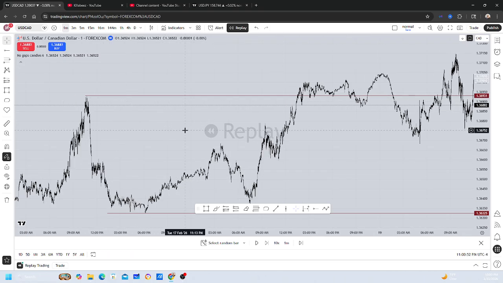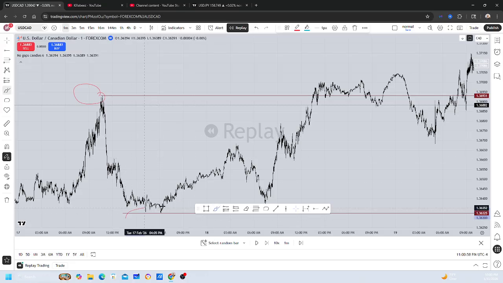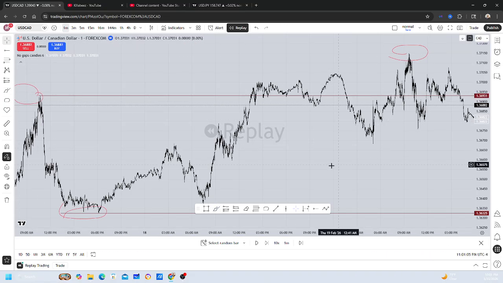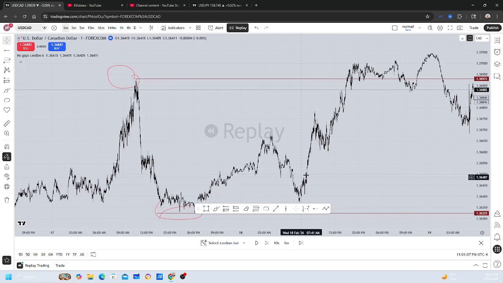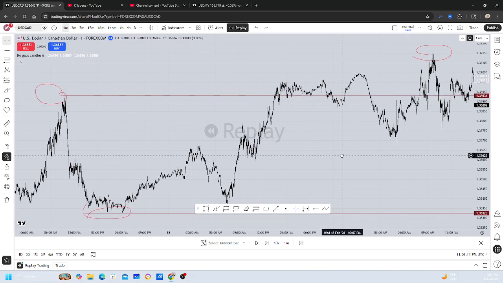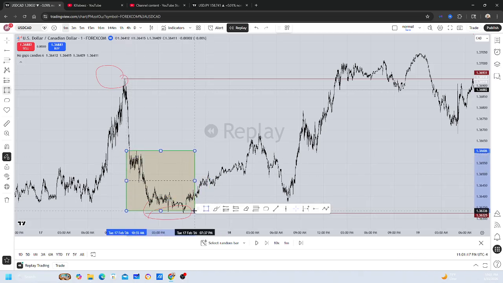So now, let me just mark it out. You have this high here, and then you have this low, and then it trades above and runs the high. So this is the big swing. Now inside the big swing, we want to see how price behaves. So we have these other swings. This is the second form of structure.